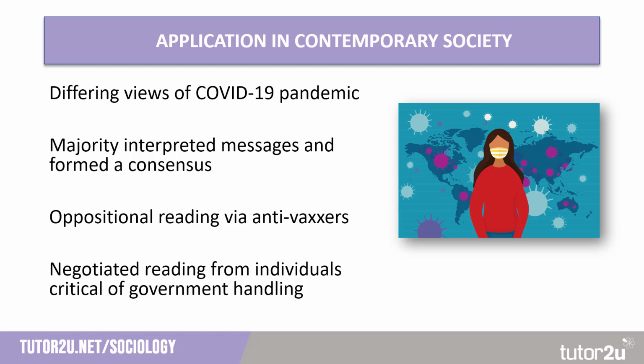Whilst the majority interpreted the messages presented by the media and formed a consensus view of agreement with the dangers of COVID-19, others, such as anti-vaxxers, adopted oppositional readings of the messages that were sent through the media and were critical of the information that was presented, and this was reflected in their actions.